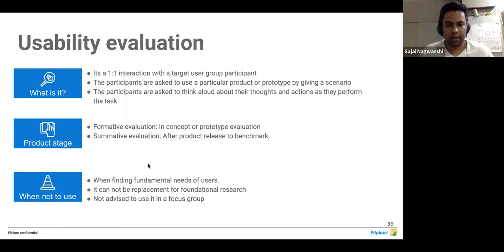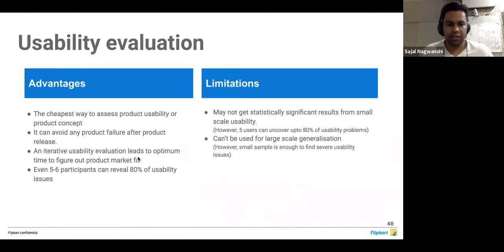Lastly, what are the pros and cons of this method? So it's probably the cheapest method to do user research. And if you are new to user research, this is where I would suggest you start. It's extremely easy to conduct, and you can get very high returns on very low effort. This is probably the most efficient user research method that you can use if your product is already live.